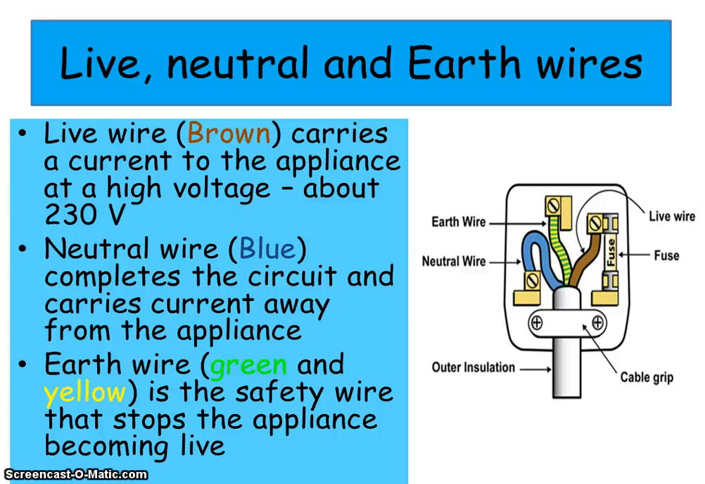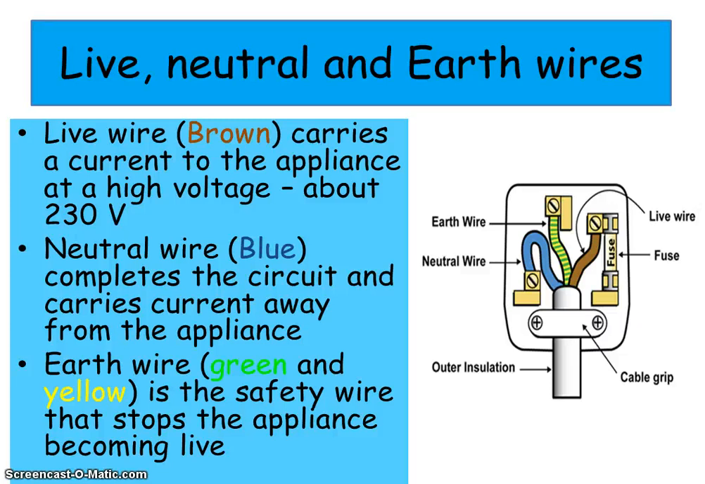If you looked inside a plug, there are 3 wires. Okay, first of all, there is the brown wire that you'll see over on the right hand side, and that carries the current to the appliance at a high voltage, and that is called the live wire. If you look over on the left hand side, you'll see the neutral wire, and that is blue. And this just completes the circuit and carries the current away from the appliance, because if you remember, you have to have a complete circuit.